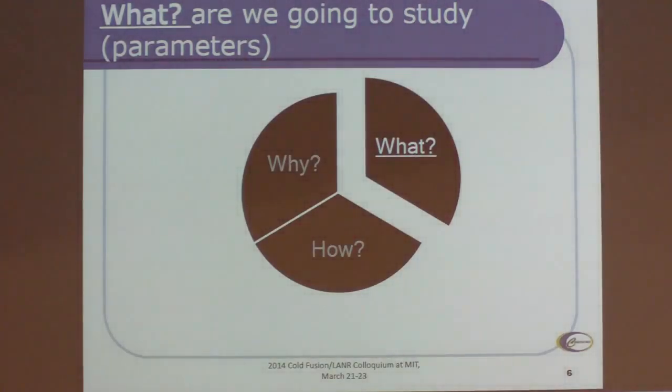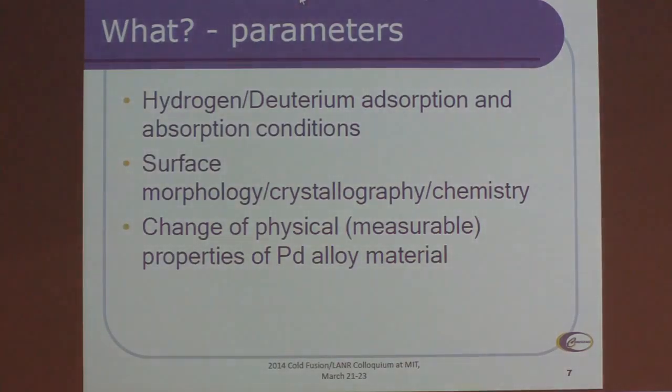So what do we study? We can study multiple things. But for example, hydrogen and deuterium absorption and desorption conditions, because we know the material needs to be loaded. We can study the surface morphology, crystallography, and chemistry, the reactions that happen on the surface. We can monitor the change of the physical, well, measurable properties of materials, palladium, for example, nickel, alloys, and I'm talking about magnetism and electrical conductivity.